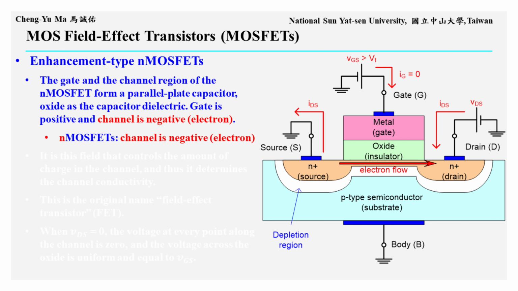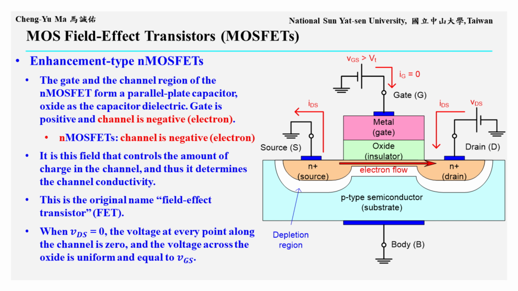Because the gate and the channel are separated by the oxide, they form a parallel plate capacitor. A positive gate voltage attracts negatively charged electrons into the channel. Since the conducting channel is made of negative carriers, the device is called an N-channel MOSFET or N-MOSFET. The amount of charge in the channel is controlled by the gate voltage VGS through the electric field across the oxide. A larger VGS produces a stronger electric field, attracts more channel charge, and increases the conductivity of the channel. This is the idea behind the name field effect transistor, or FET. The channel conductivity is controlled by an electric field.